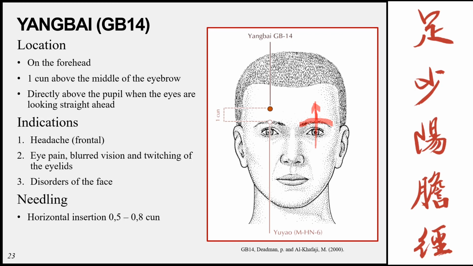The indications for this point: it can be used for headache, specifically frontal headaches because of this point's location, but it can also be used for eye pain, blurred vision and twitching of the eyelids, and other disorders of the face. And it's a horizontal insertion, 0.5 to 0.8 cun. And remember that this is a frequently used point.